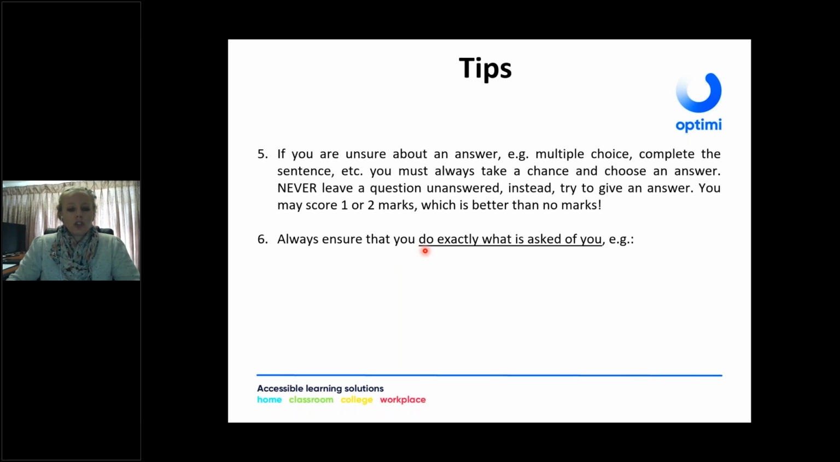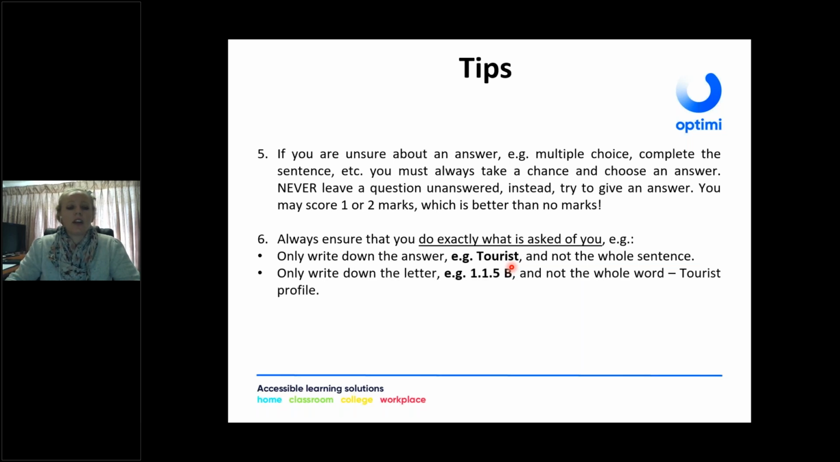Then, always ensure that you do exactly what is asked of you in your question paper. So, say for instance, they ask only write down the answer, for example, tourist, and not the whole sentence, because on our memorandums, we have our specific answers that we need to mark. So make sure that if you only have to give a 1-word answer, that it's only a 1-word answer, so the marker can immediately see your answer.